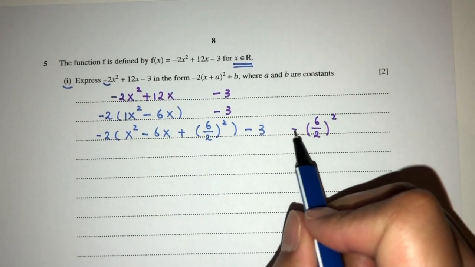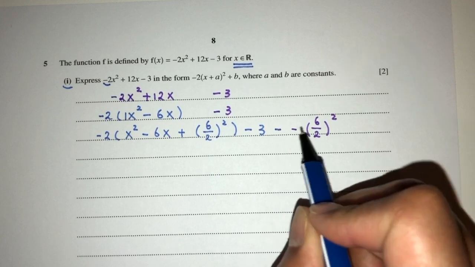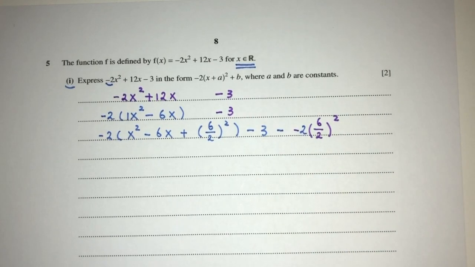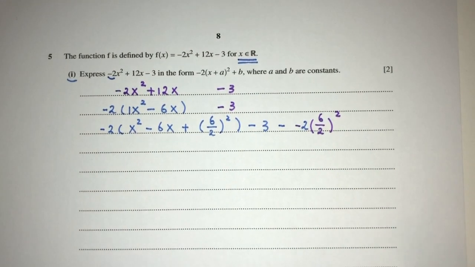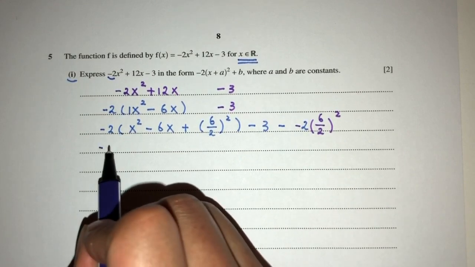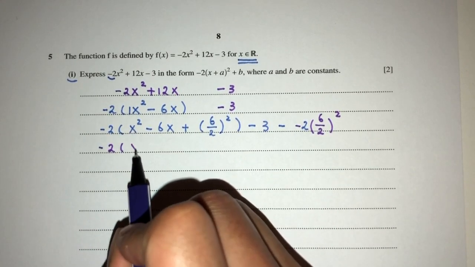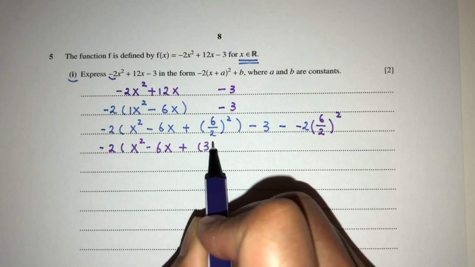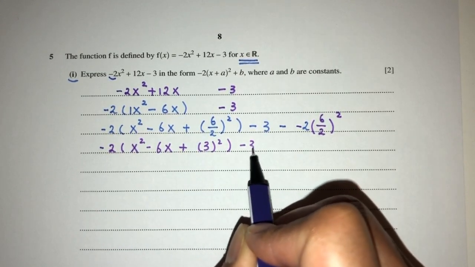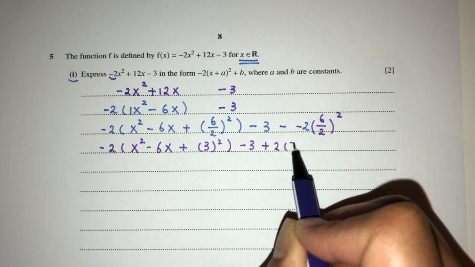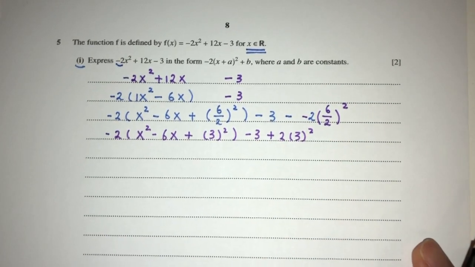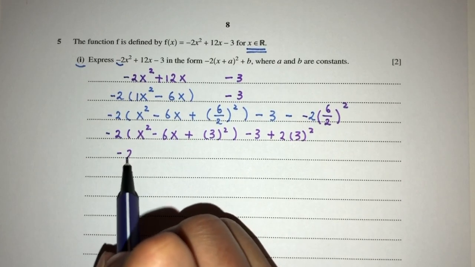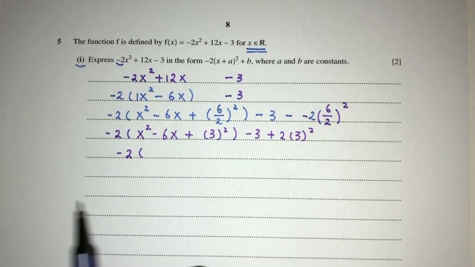You will have this, so that will be minus 2, right? If that makes sense. Now simplify. This will be minus 2. That will be x squared minus 6x. That will be 3 squared minus 3 plus 2. That will be 3 squared. Now simplified, you will have what? Minus 2.